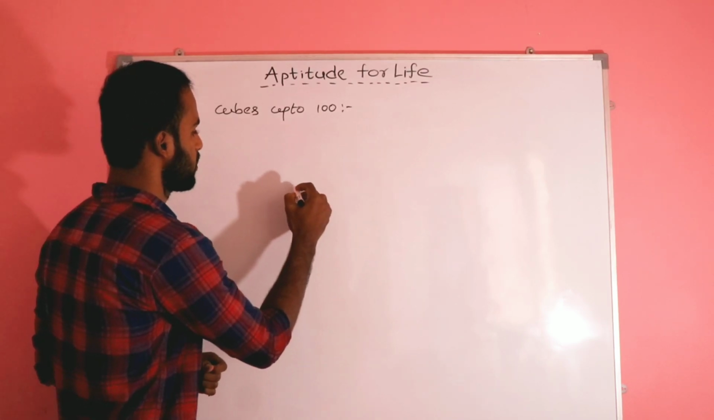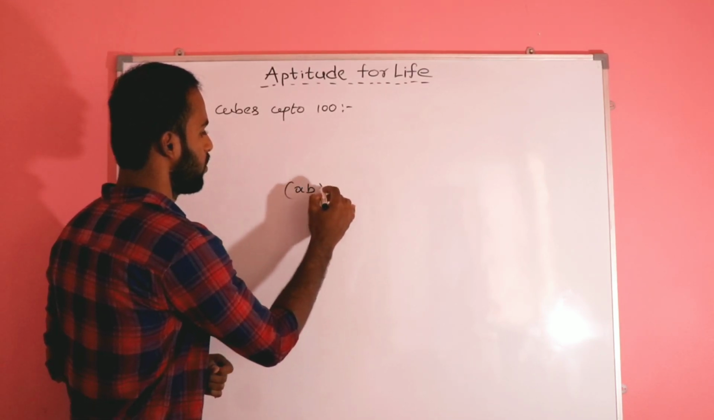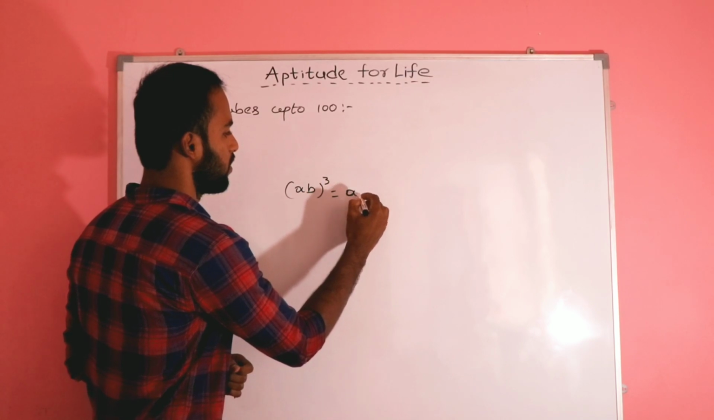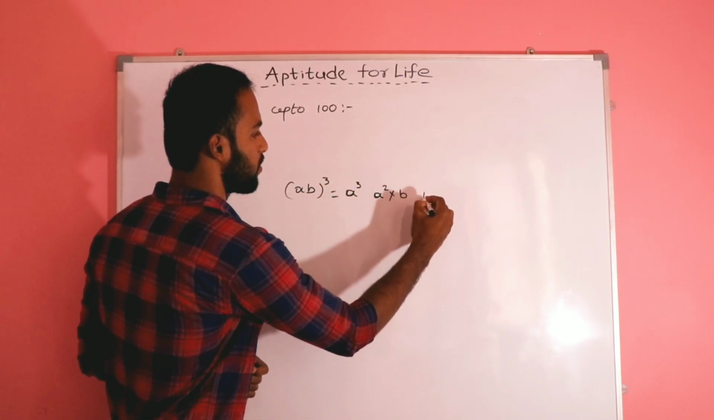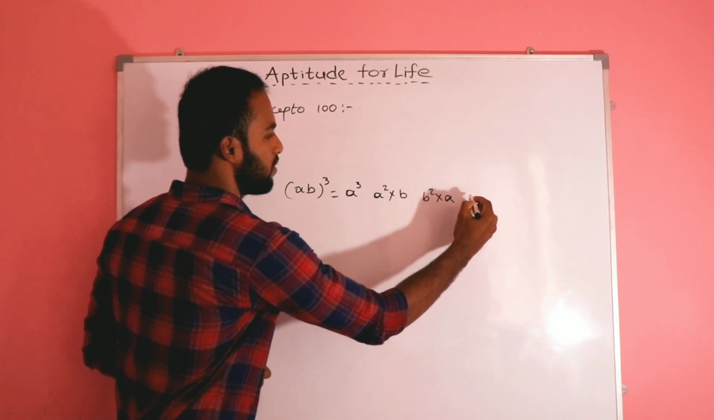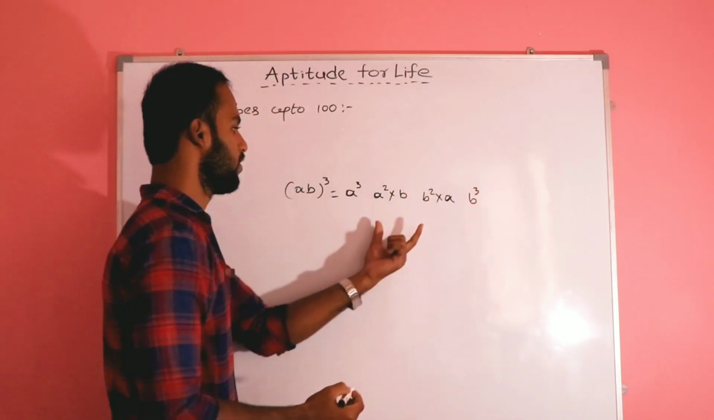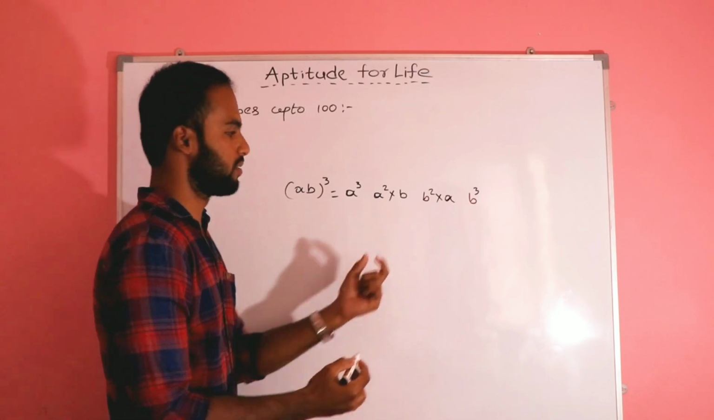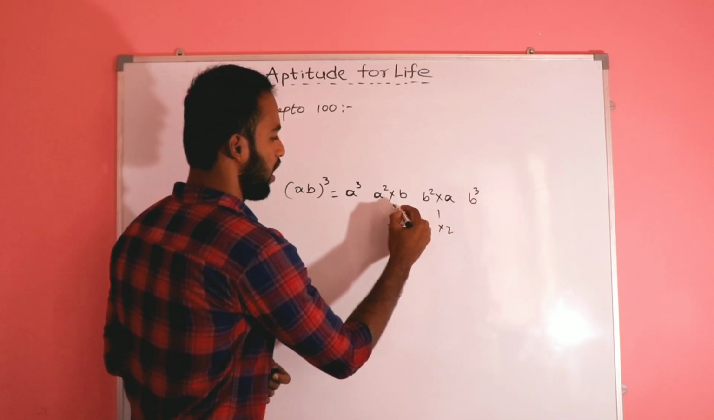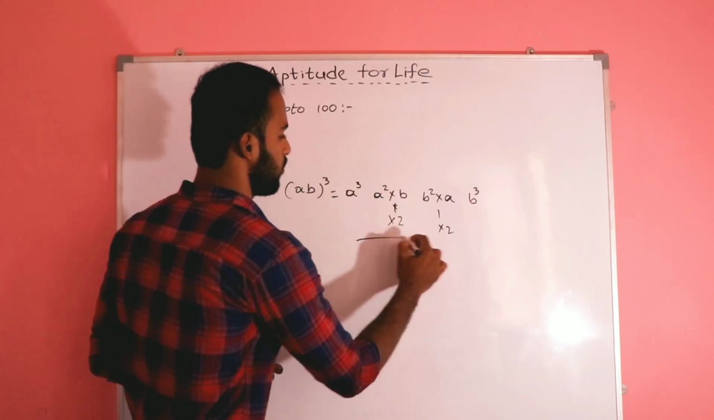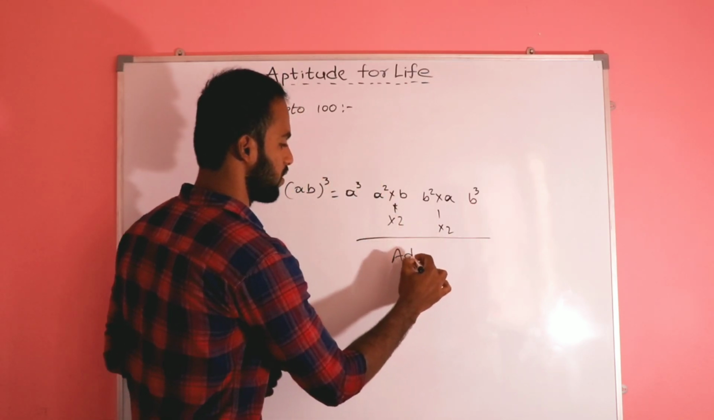The formula is (A+B) whole cube is equal to A cube, A square into B, B square into A, and final is B cube. We need to multiply these middle two terms by 2 and add it again to it. So the final step will be adding.